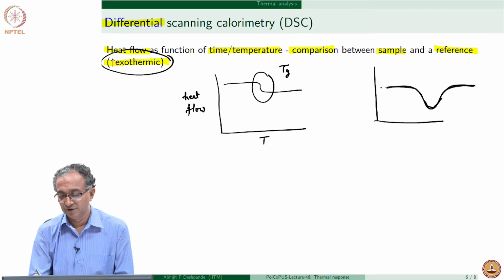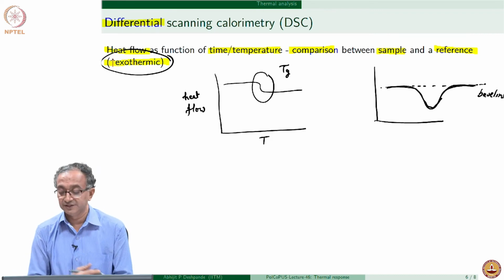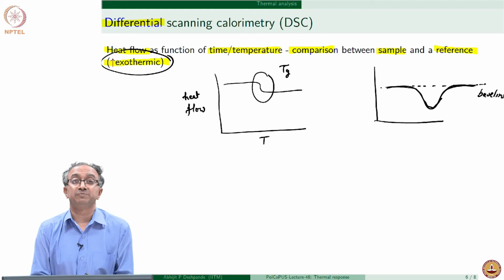So, I can draw what would be the reference or response itself, which is called a baseline. So, with respect to baseline, the heat flow requirement for the sample is different, and this is an endothermic peak.